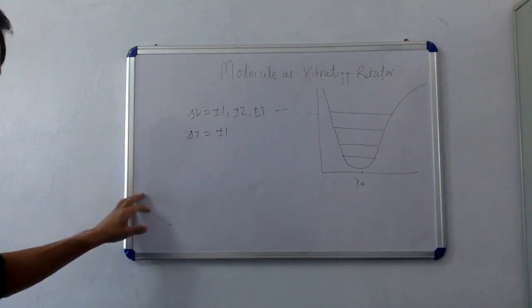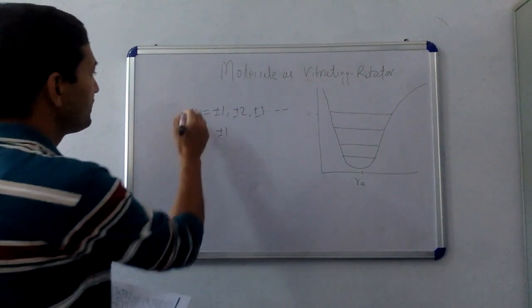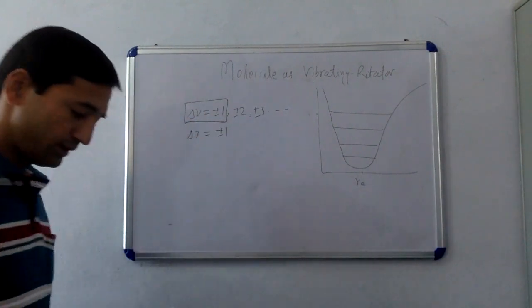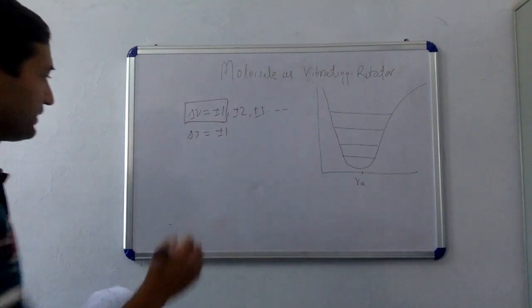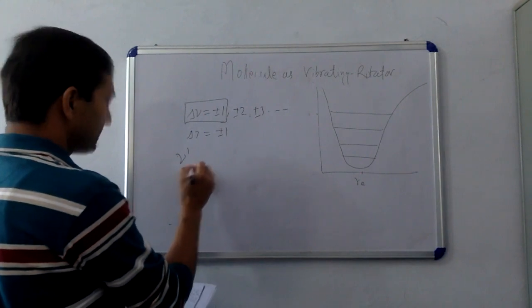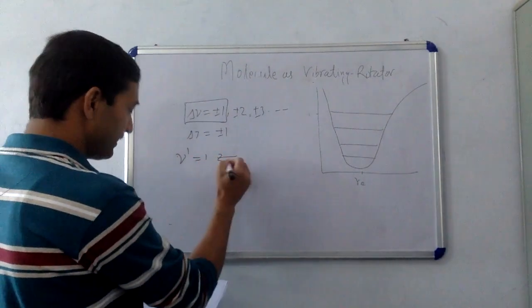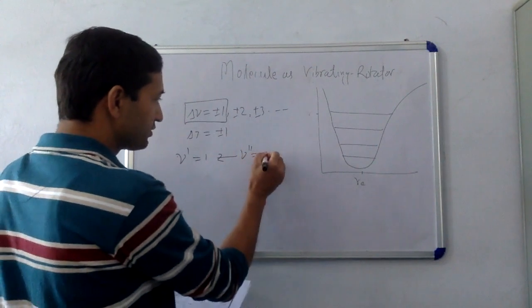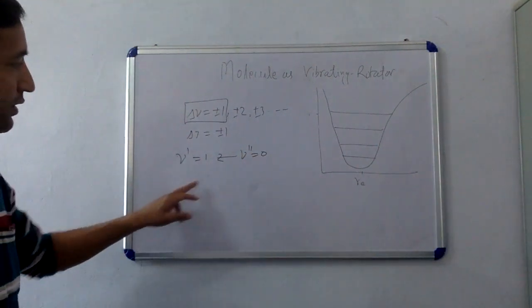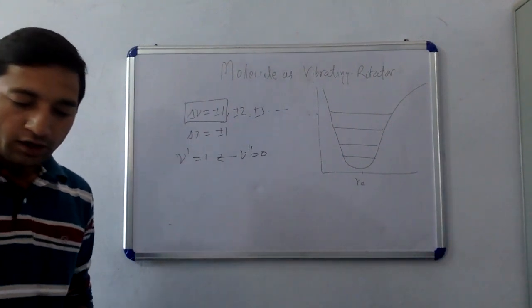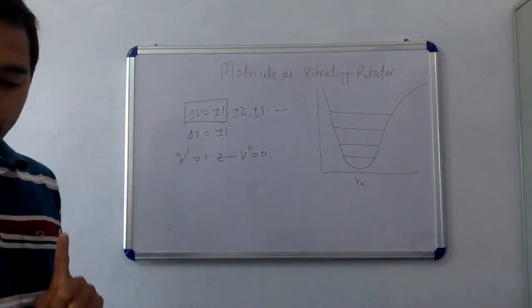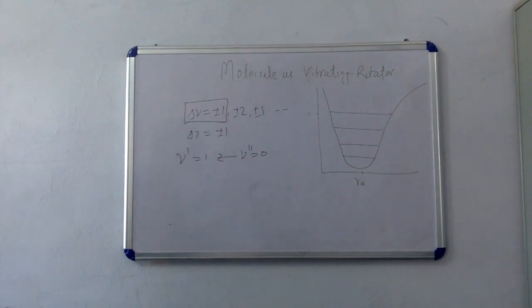So for the main absorption, delta ν is equal to ±1. The most probable transition is ν' equal to 1, and what we are achieving from this is ν'' equal to 0. The most probable transition is from ν'' equal to 0 to ν' equal to 1. The ΔJ transitions, both ΔJ = ±1, are now applicable.